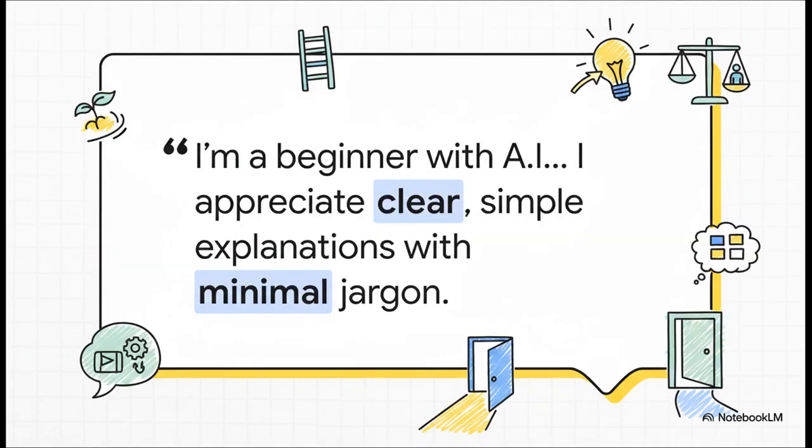This example on screen makes it really concrete, right? This person isn't just saying who they are, but how they like to learn. Look at those keywords: clear, simple, minimal jargon. Just by adding that, you're telling the AI, hey, don't give me a super technical, complicated answer. It instantly makes the responses so much better.